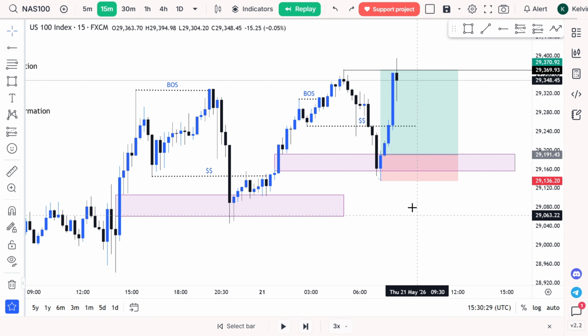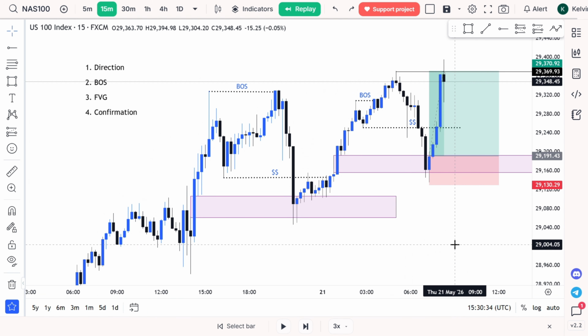So that is how you can get your trade setups with this kind of strategy, and it is a very, very good profitable strategy that you can use in your trading.